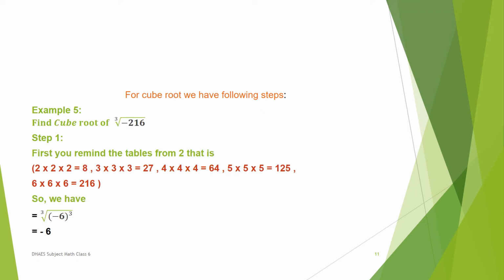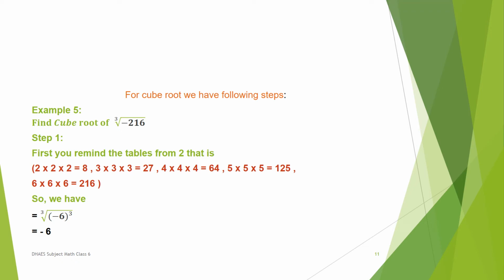Example 5 is cube root of the following. There is a difference between cube and cube root. In cube you have to multiply a number 3 times. In a cube root you have to find the cube root of the following number. So how do we find the cube root of minus 216?